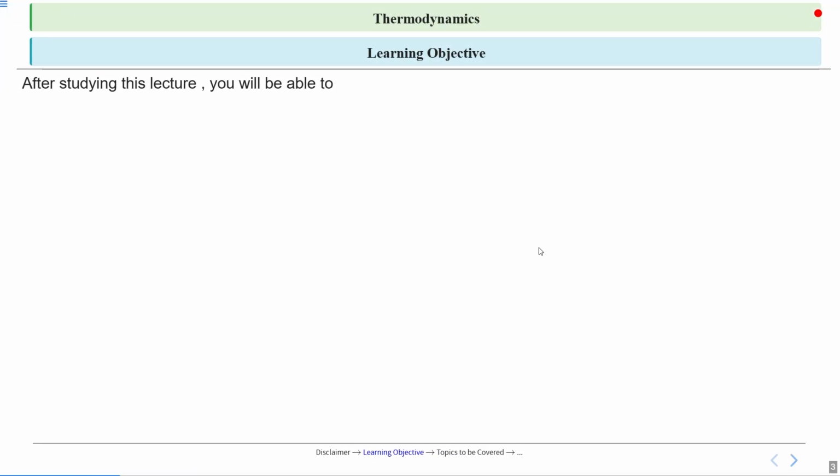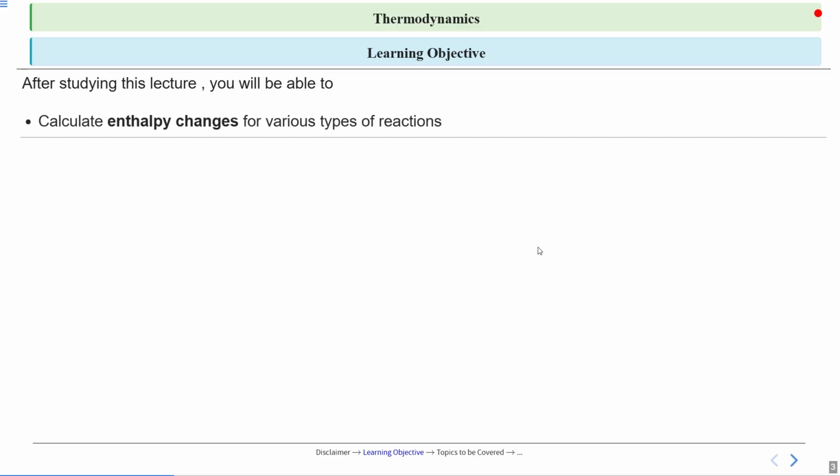Then in this class, our objective would be to calculate the enthalpy change for various types of reaction. So we will see variations of it, and the most important part in those variations will be their definition. So the definition is the most important part. If you know the definition completely, then and only then will you be able to use them in your questions and numericals.